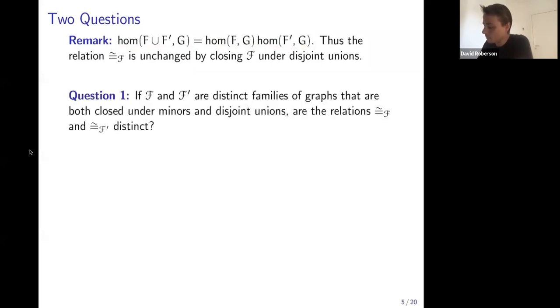Okay. And the real question that I'm interested in, that I really would like to know the answer to, is if I have two families, F and F prime, that are distinct and they're closed under minors and also disjoint unions, then are these two relations necessarily distinct? Okay. I think it's certainly very interesting, and I don't really see why it should or shouldn't be true, but I don't have an answer either way. But the work in the talk that I'll present is an effort in that direction, although it doesn't answer the question.